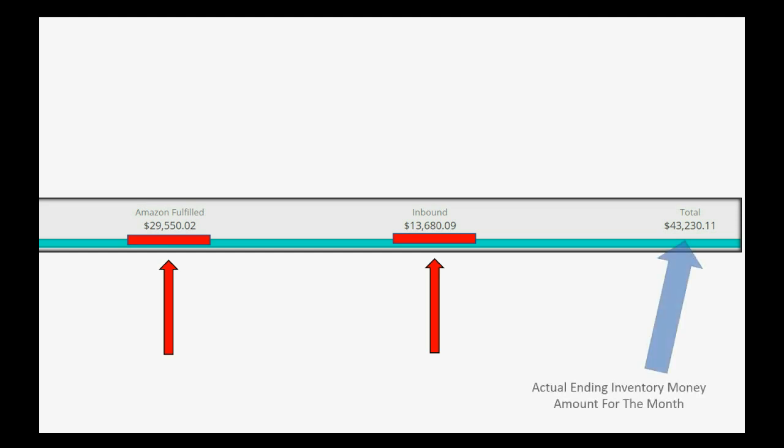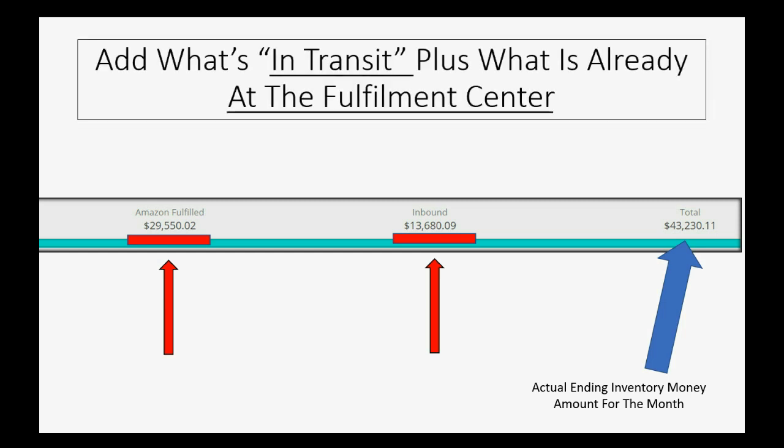And that means the total inventory that's actually available for you to sell physically at the end of the month that you have not yet sold is the total in the bottom right. So these are the money amounts that you paid to buy the inventory, and the bottom right number in the Inventory tab after setting the dates is the number that you will use as your ending inventory to make your ending inventory adjustment. And what's in transit plus what is already in the fulfillment center is the ending inventory number.